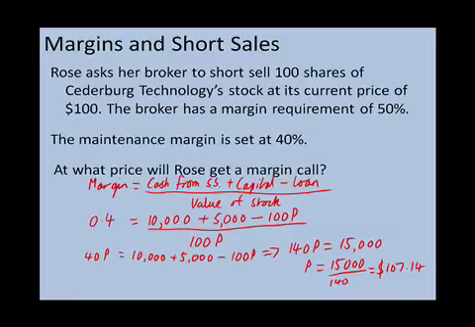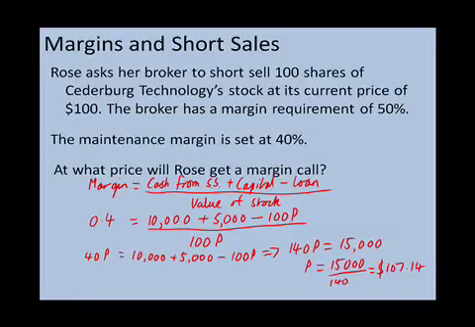At that point, Rose will have to either put in more cash or the brokerage will buy back the stocks on Rose's behalf until the margin rises to an acceptable level.